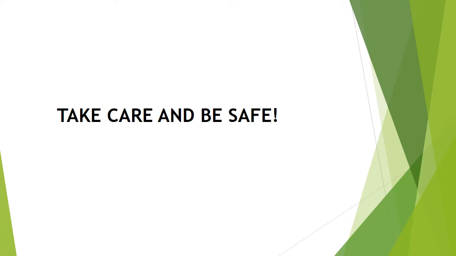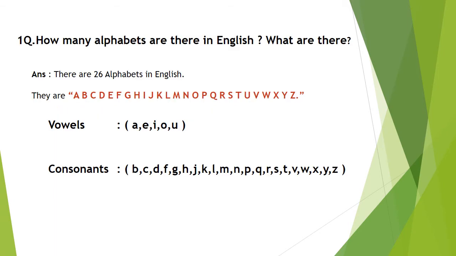As you all know, you are promoted to 4th class, so let's discuss what you have learned in 3rd class. How many alphabets are there in English? There are 26 alphabets in English. They are A to Z, and the 26 alphabets are divided into two parts, vowels and consonants. 5 vowels are there and 21 consonants are there.